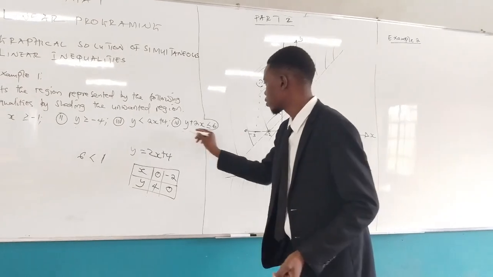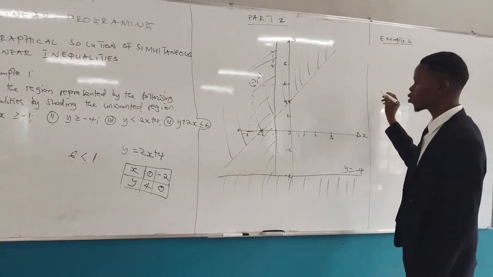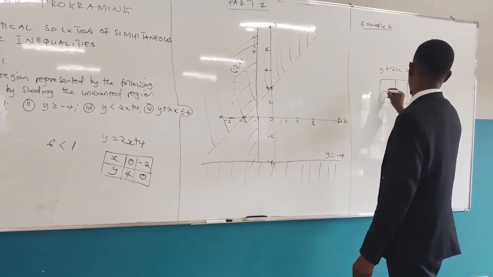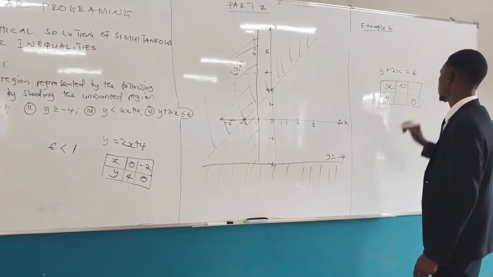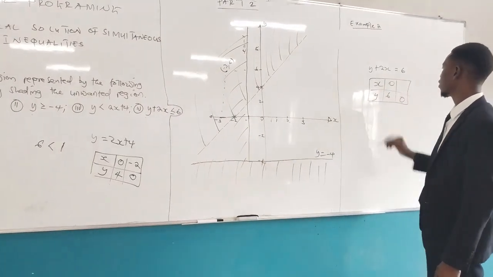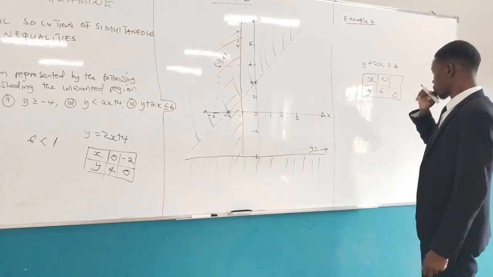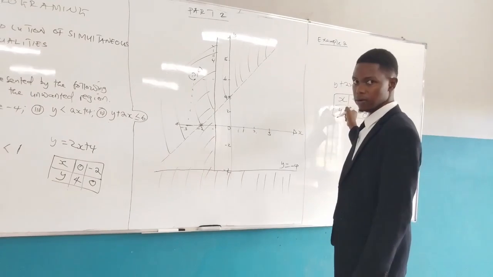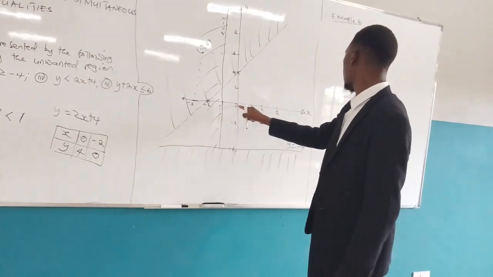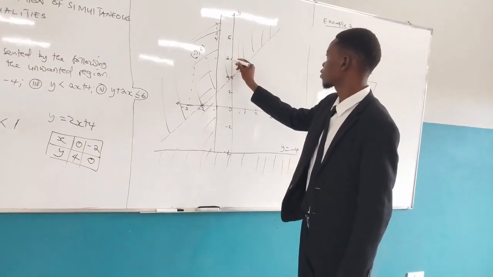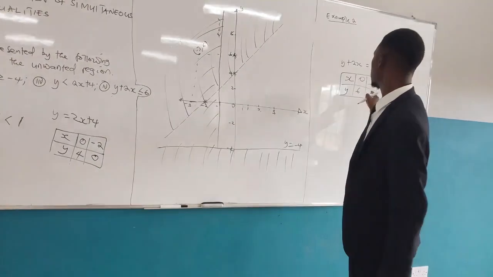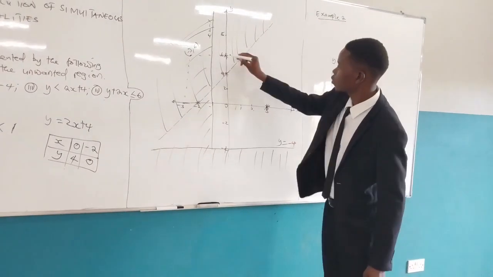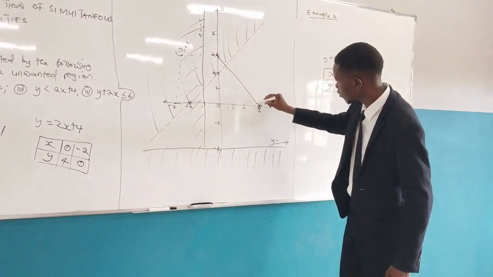As well as this one too, we are going to draw positive 6. When x is 3, our y is 0. So this is here. We're going to connect these points.